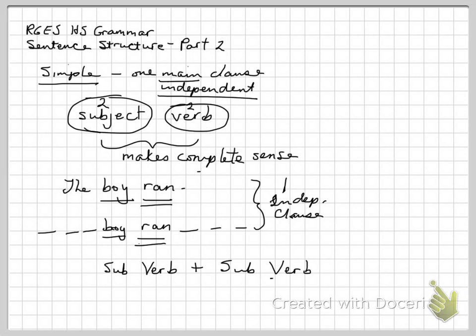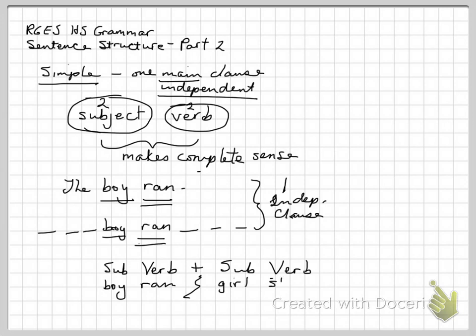For instance, the boy ran and the girl skipped. I have two subjects, but it's different than saying the boy and girl ran. And it's different than saying the boy ran and skipped. And it's different than saying the boy and girl ran and skipped. I have one subject, the boy ran, and a whole different idea, the girl skipped.